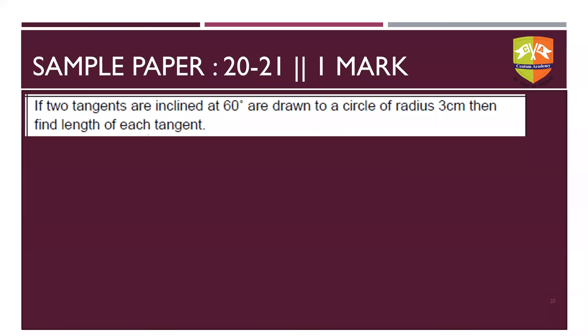So one done. This is question four, so total two. If two tangents inclined at 60 degrees are drawn to a circle of radius 3 centimeters, then find the length of each tangent. So quickly draw the diagram. Do not forget to draw diagrams, okay? Two tangents are inclined at 60 degrees.